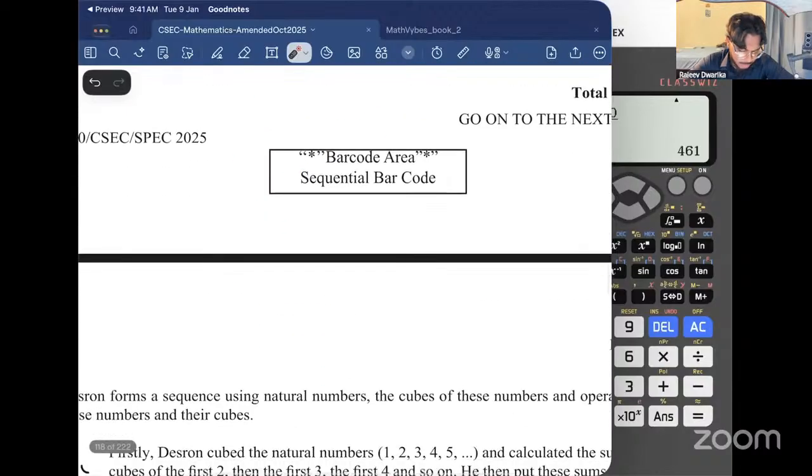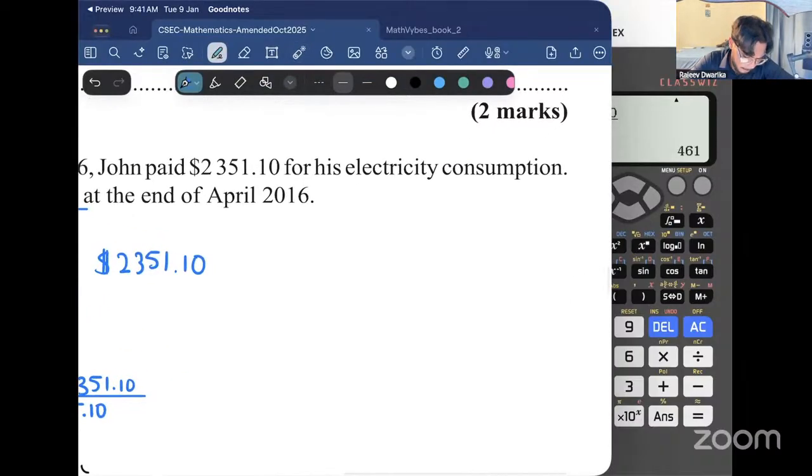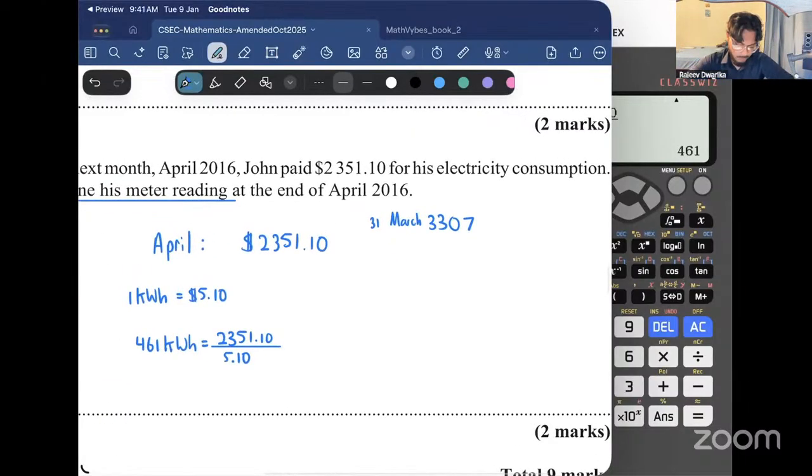So you want to take away the 31st of March? Nah, I wouldn't take away. So in the previous month it was 3,307, right? By the end of March. This is the 31st of March, this is the end of March. In April, how much did I use? 461. Aha. So by the end of April, how much would I have used, all together? What would the meter tell me?